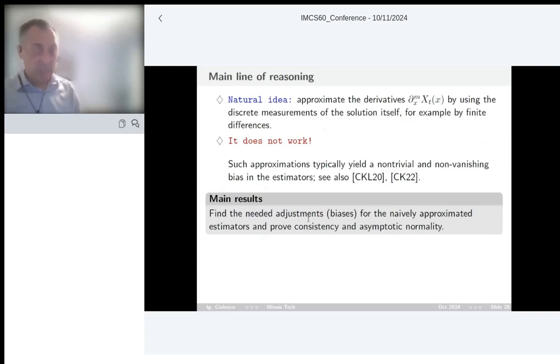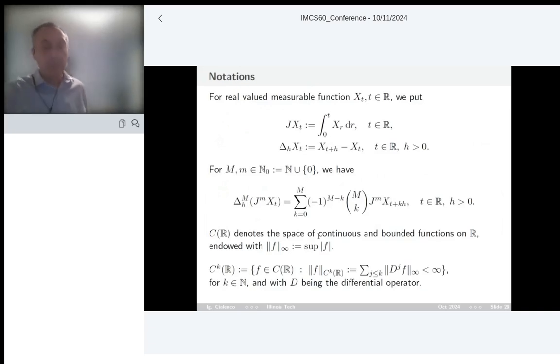And in the last couple of minutes, I just want to convey the message that it's possible to find how much bias we introduce into the estimates by these approximations, and we've been able actually to compute that bias. So that's the latest result that we have. How do we do that? What we have to do is look at the processes which are smooth, for which we integrate this process. This J is integration. Delta H is the finite difference. We integrate M times, we take the capital M finite difference, and we look at these objects.